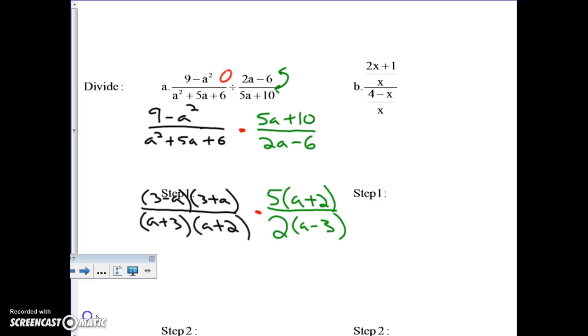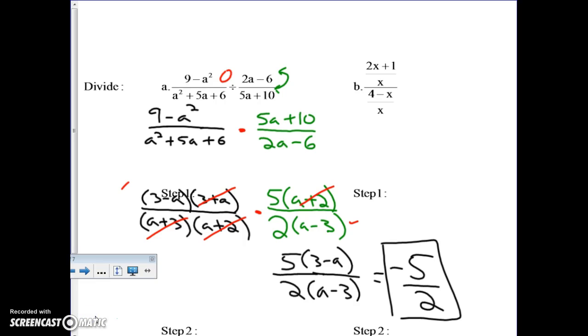And you'll get, so now everything's factored. Now let's cancel out the common factors, and be careful. 3 plus a and a plus 3 are the same because of the commutative property, but 3 minus a, which is right here, and a minus 3, not quite the same. A plus 2s will cancel out. Now 3 minus a over a minus 3 is negative 1. So we end up with negative 5 over 2. We'll explain more.